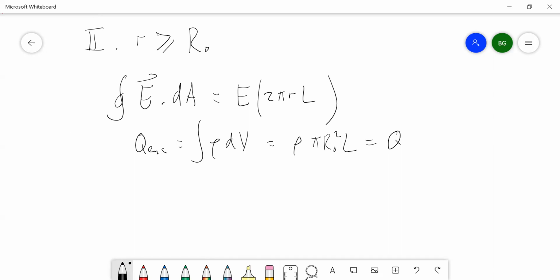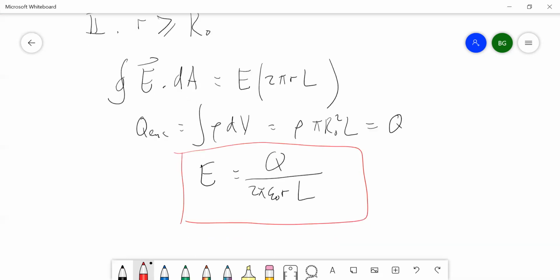So basically, if we use Gauss law, we will get E equals Q over 2 pi epsilon 0 R L. This is outside the cylinder.